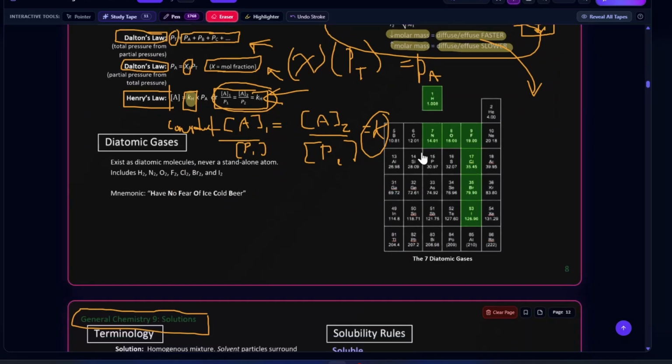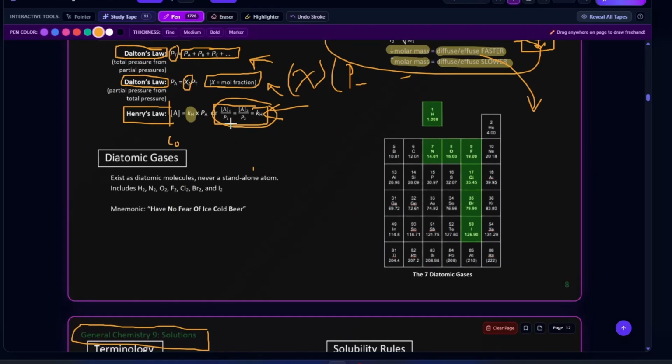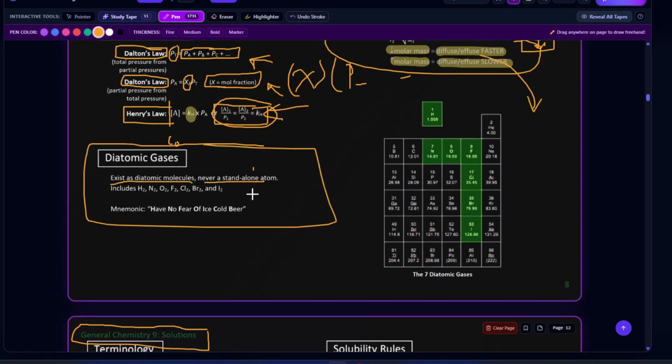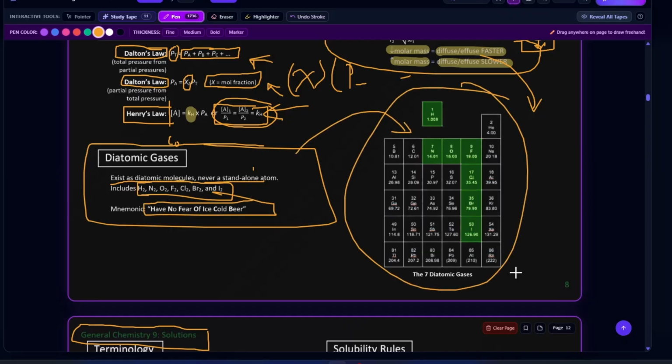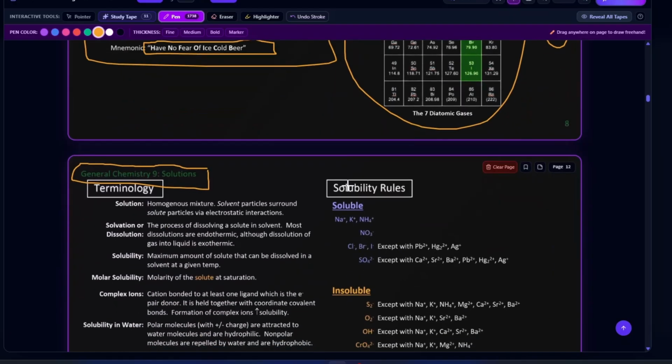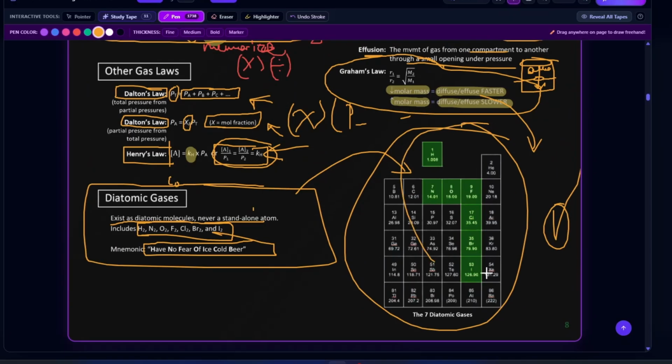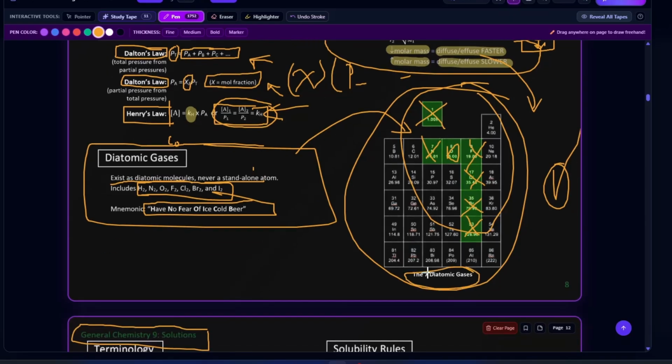And then now we have diatomic gases. So this is a little bit too much. There's too much stuff here. For diatomic gases, they can exist as diatomic molecules, never as stand-alone atoms. So that is: have no fear of ice cold beer. I've already shown this before, at the beginning, explaining the periodic table. So we're good on that, hopefully. And this is where you would find them on the periodic table. So have no fear of ice cold beer. That should help you memorize the 7 diatomic gases.